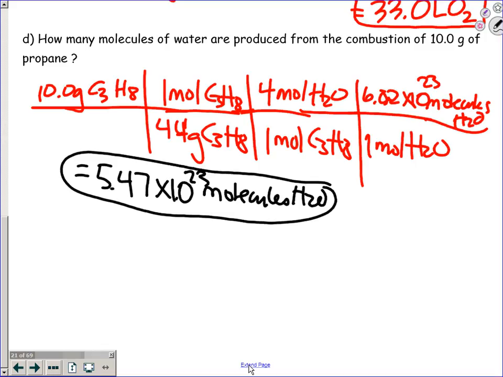This is the only oxygen. So it would be.